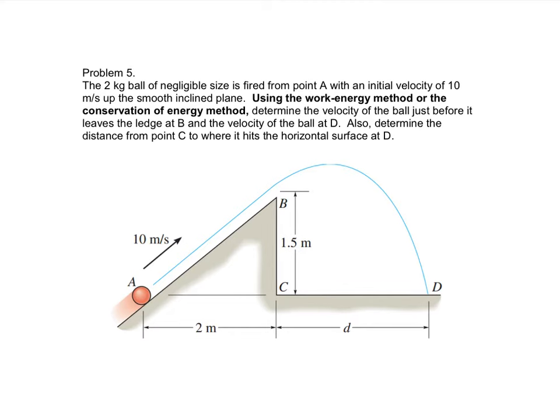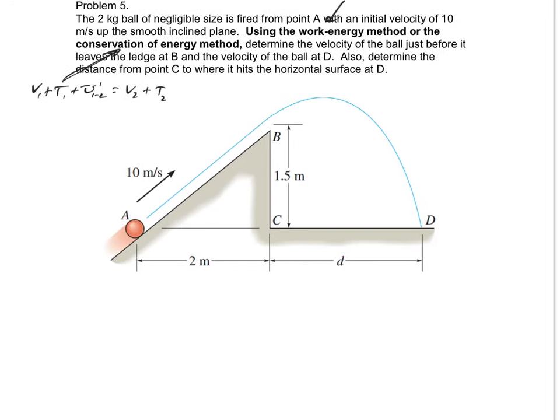So I can use either the work energy method, which would organize my problem such that the sum of all the work done from 1 to 2 is equal to delta T, or the conservation of energy method, which is what I like to do. Potential and kinetic energy plus any non-conserved work initially would be equal to potential plus kinetic energy final. So this is how I'm going to organize my problem. I like to write that out.